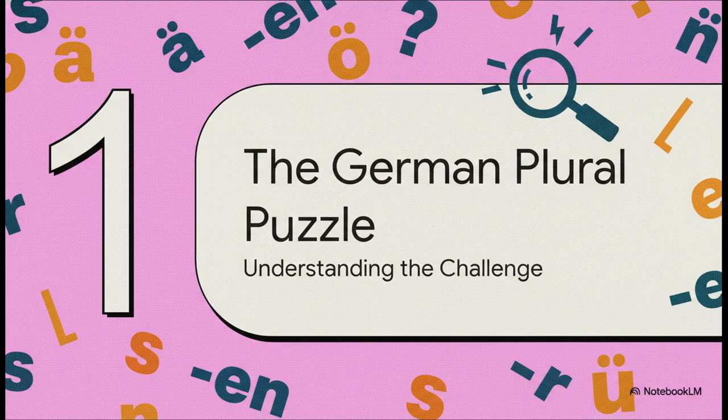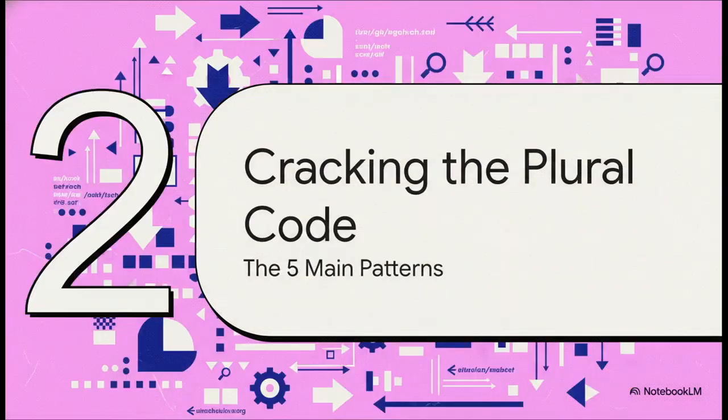Okay, so let's start with the big question. Why does this all feel so tricky? In English, we usually just slap an S on the end of a word and we're done. But German has all these different endings, sometimes even vowel changes. But here's the secret. What looks like total chaos is actually a set of patterns, and our mission today is to uncover them.